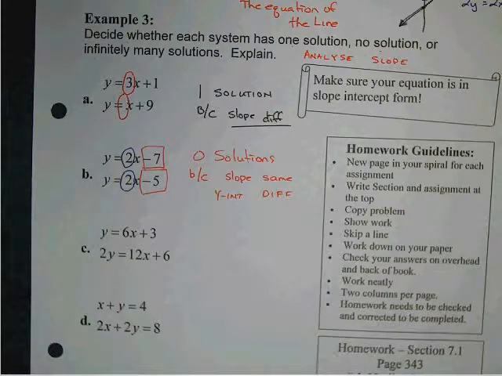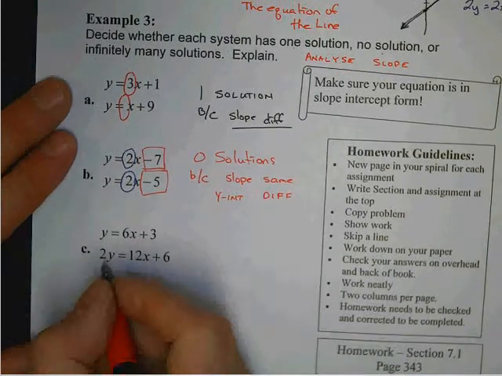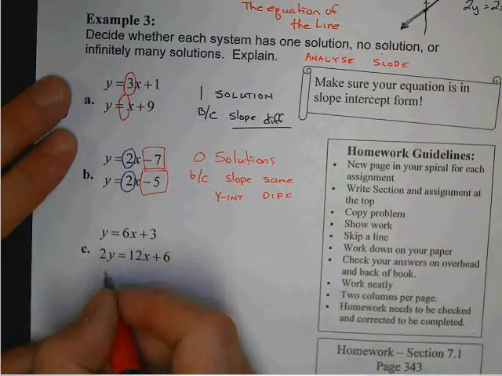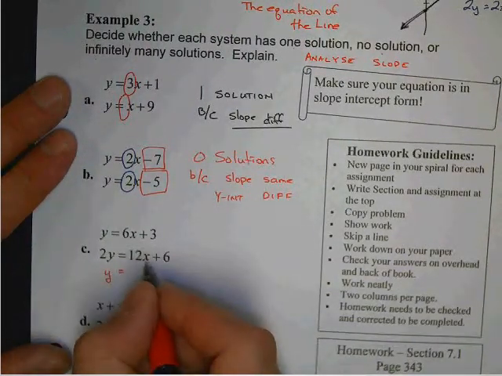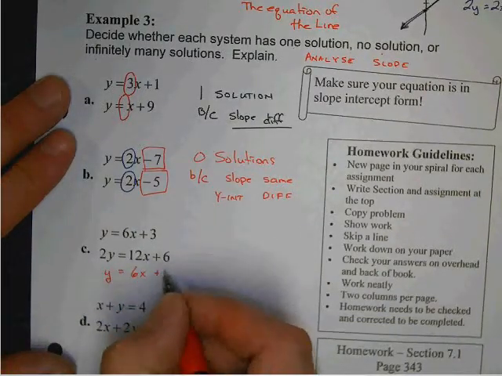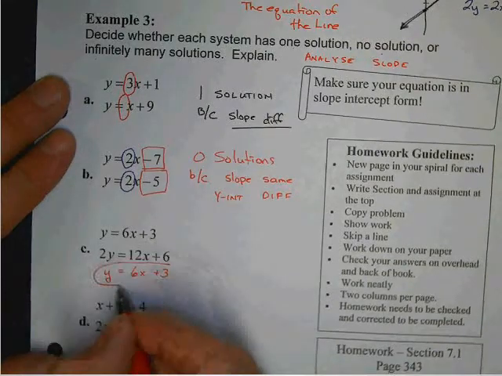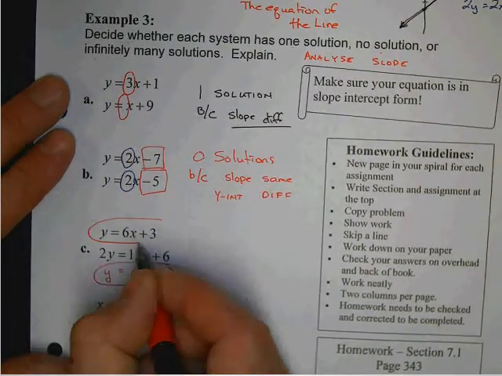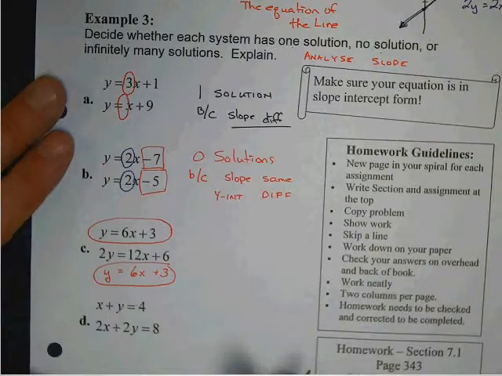Okay. Now, for part A and part B, I had nice, neat equations in y equals form. Justin, that's not always the case. Notice on part C. See this 2y? To work this out, what must I do to this y? I must get it by itself. How do I get rid of the 2 in front of the y? So let's divide everything by 2. 2y divided by 2 is y. 12 divided by 2 is 6x. And 6 divided by 2 is 3. Look at your 2 equations. What are they? They're identical.